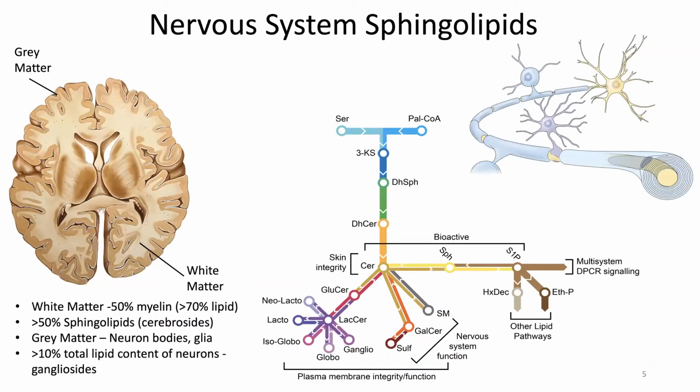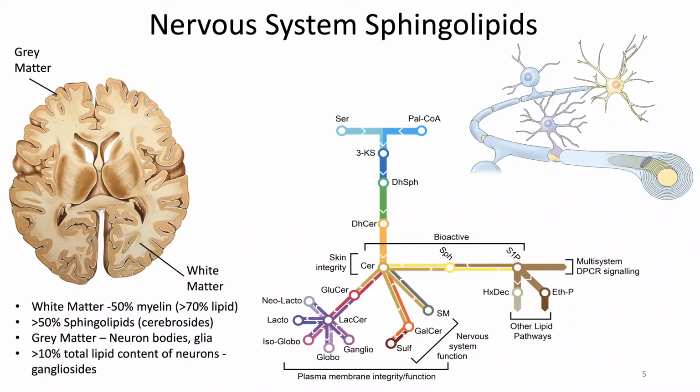As far as physiological functions, I'll mention a few. One place that sphingolipids have key importance is in the nervous system. The brain and the central nervous system is very rich in lipids, and in particular sphingolipids. In the white matter of the brain, which is composed of myelinated axons, the myelin, of course, is the insulator for the axons. 50% of the myelin, or maybe more, is sphingolipid.